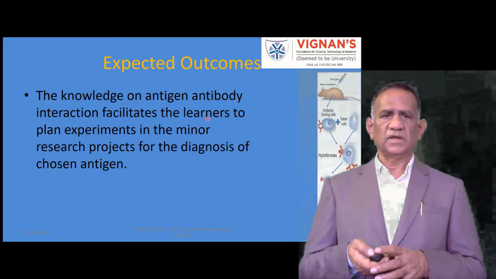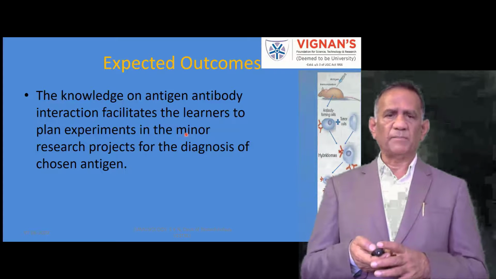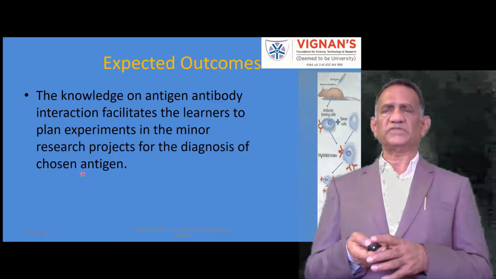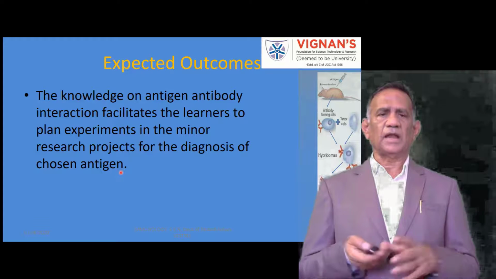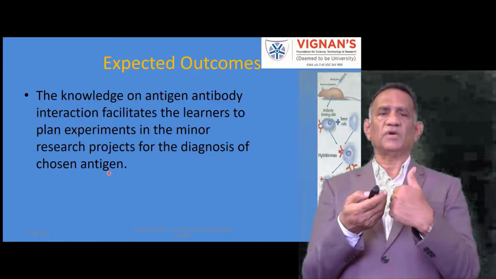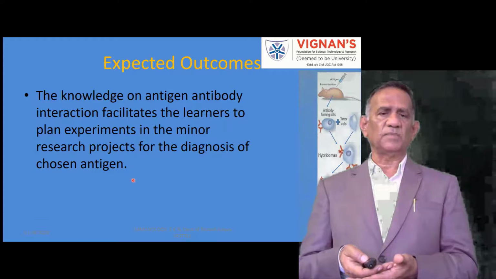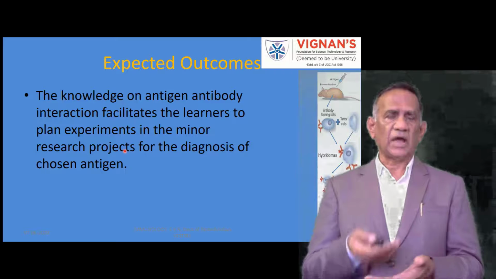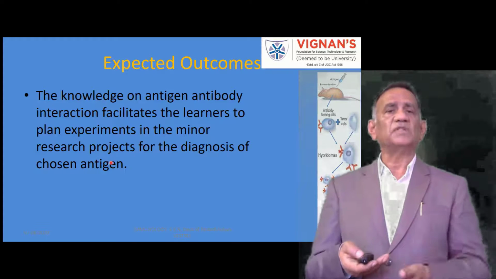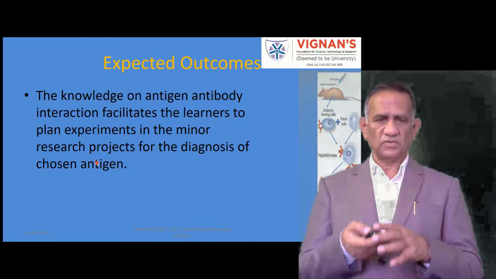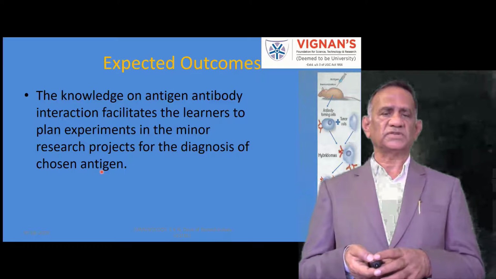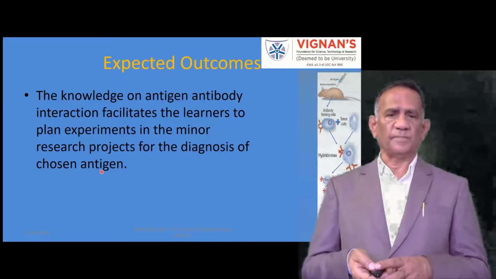facilitates the learners to plan experiments in the minor research projects for the diagnosis of a chosen antigen. We may be interested in a particular antigen and how this antigen elicits immune response, how to harvest antibodies, how to do Ouchterlony double immunodiffusion, immunoelectrophoresis, and how to work out the antibody titers. All those experiments one can plan once you go through the slides. Okay, so it will be useful for planning your minor research projects in the regular BTech curriculum.